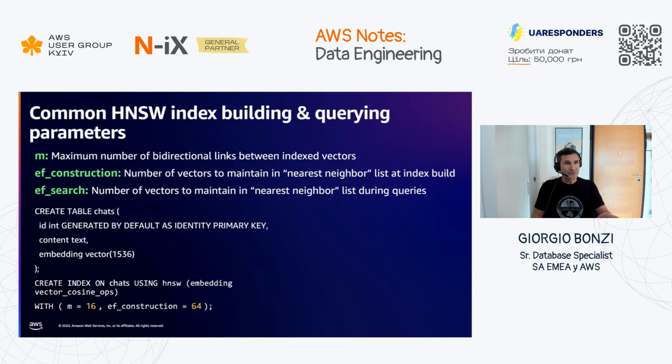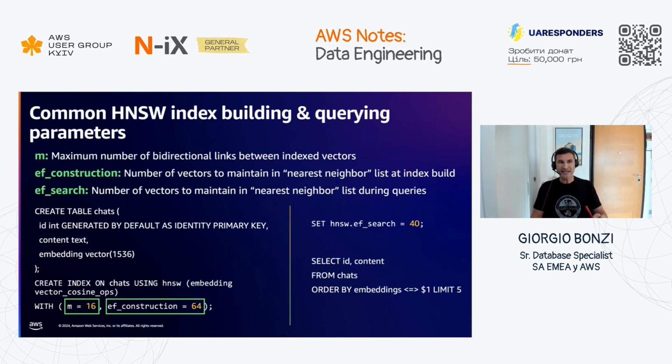But let's see it with an example. In this case, we are creating a table similar to the table created by Tony during the demo. There is an embedding column, data type vector, defined on 1536 dimensions. That is the same number of dimensions that is returned by the Titan embeddings model. And on top of this column, we are creating an HNSW index using the vector cosine operator. And we are specifying the parameter m equal to 16 and ef_construction equal to 64.